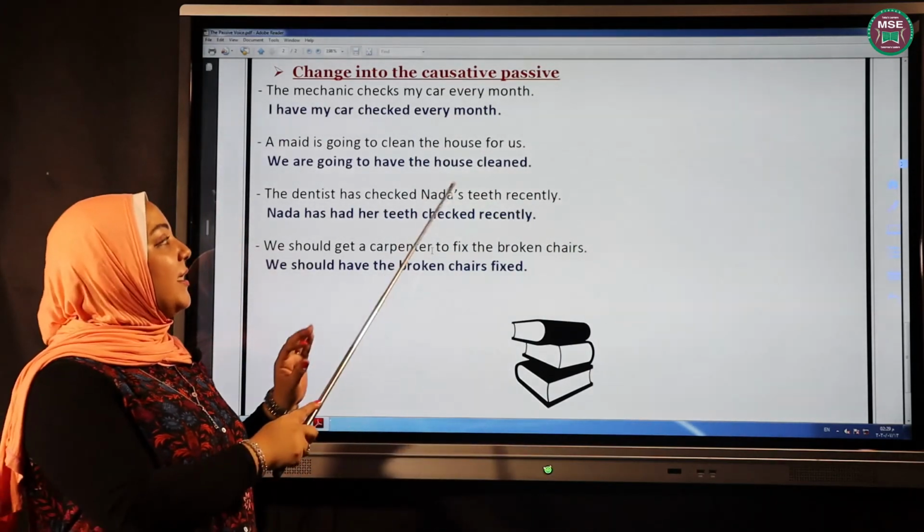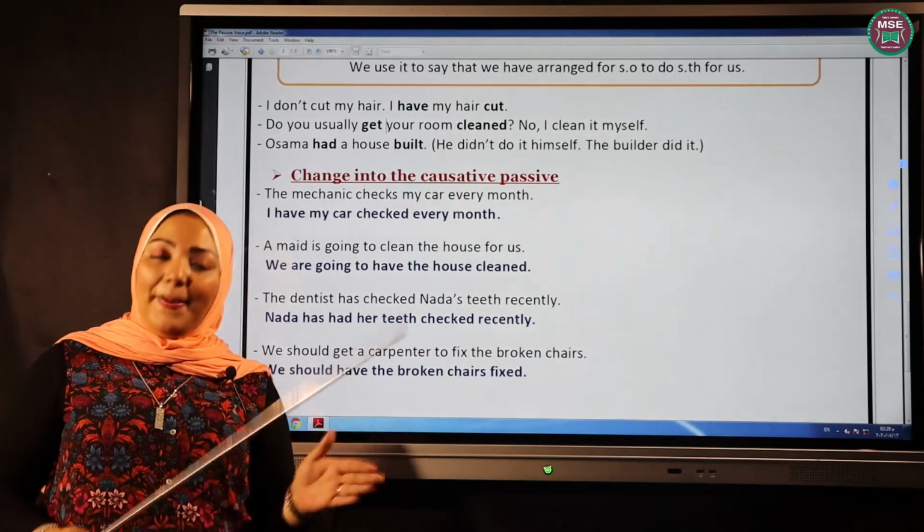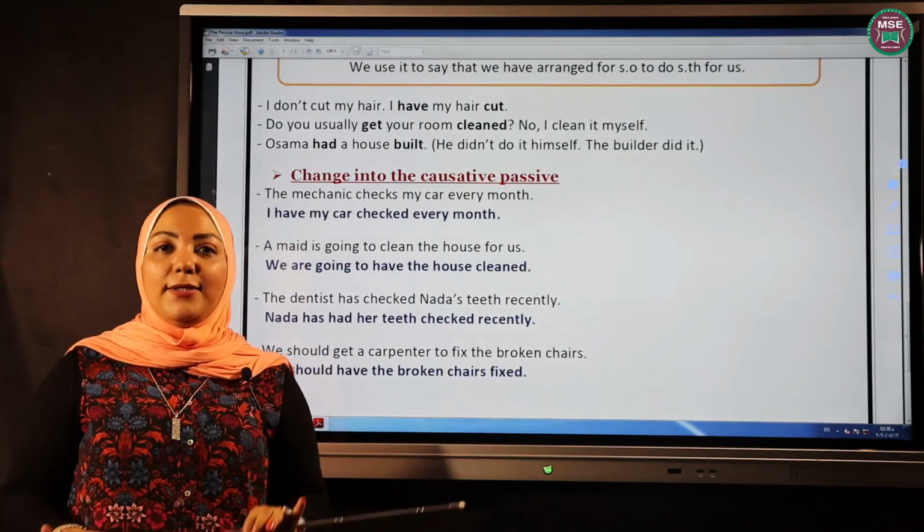I hope now that the difference between the causative passive, or the passive causative, and the regular passive form is very clear.